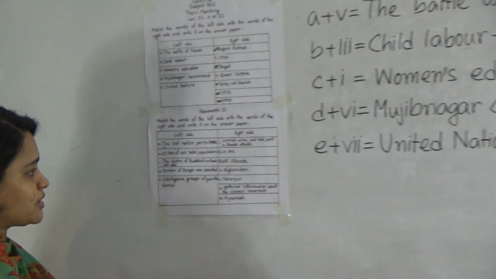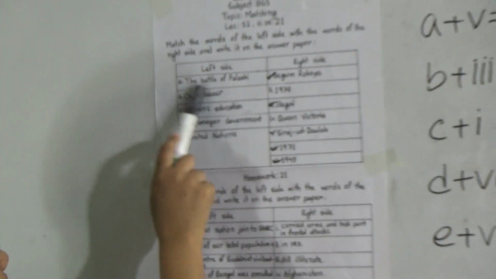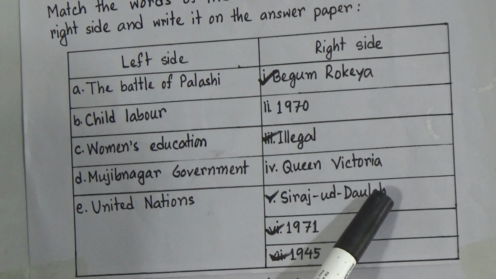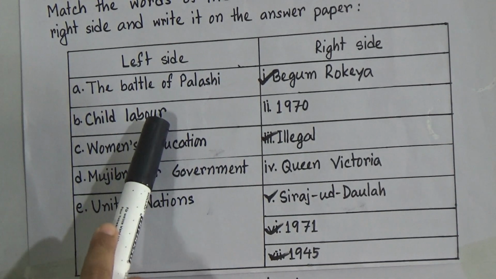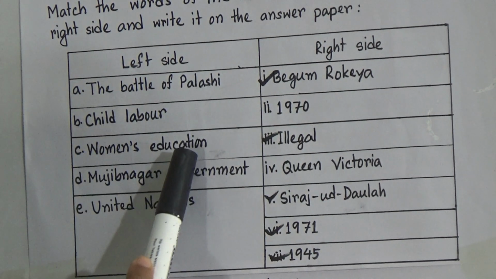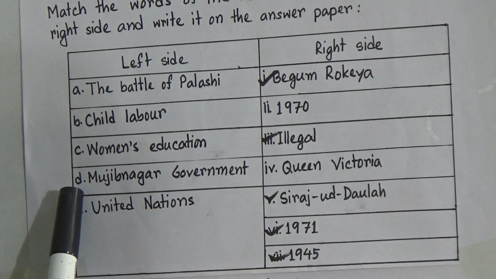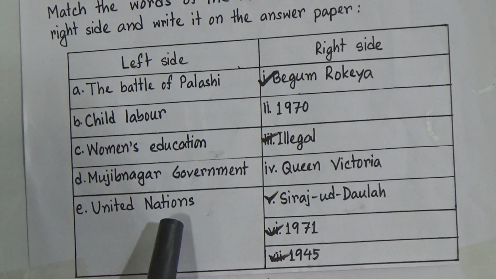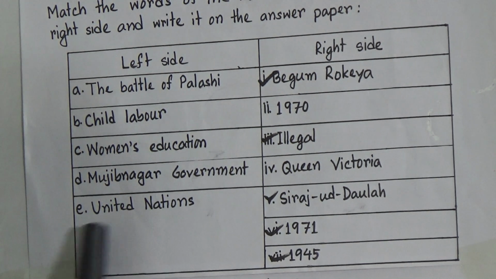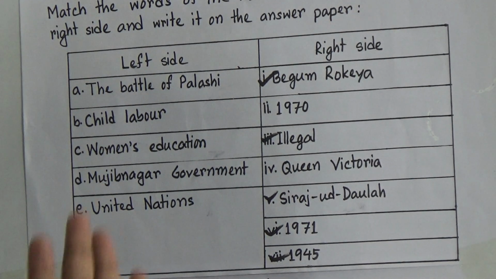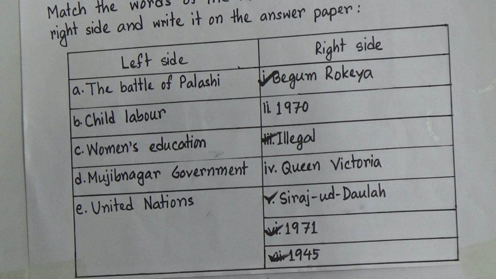Okay. Now look. So what will be the correct answer? Option A matches with number 5. The Battle of Palashi, Sirajuddaula. Number B matches with number 3. Child labor illegal. Number C, women's education matches with number 1. Begum Rokeya. Number D matches with number 6. Mujibnagar government 1971. Number E matches with number 7. United Nations 1945. So you will follow this way to do your matching.